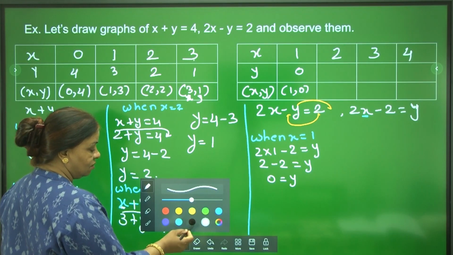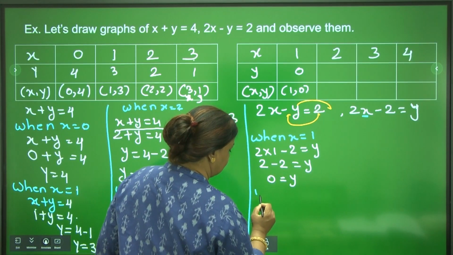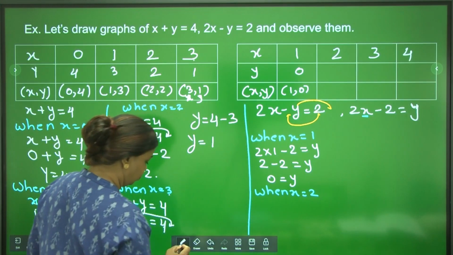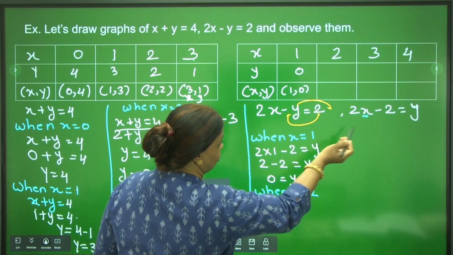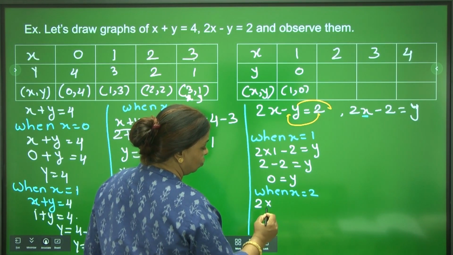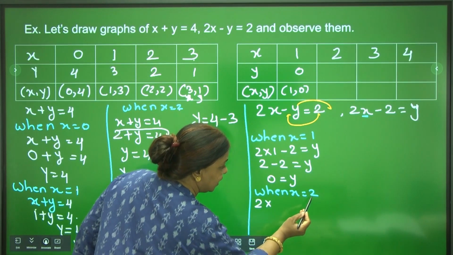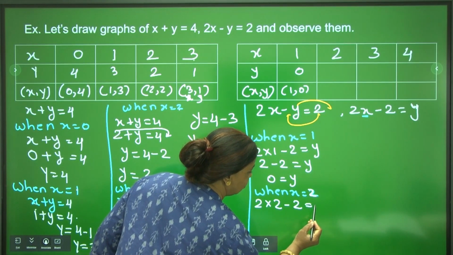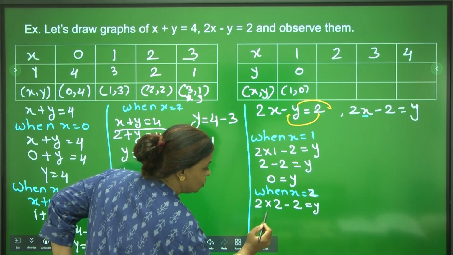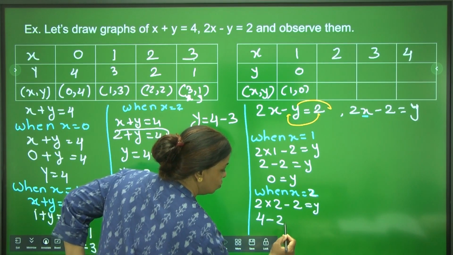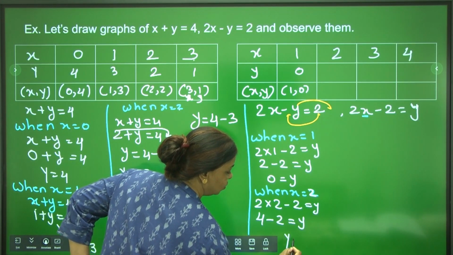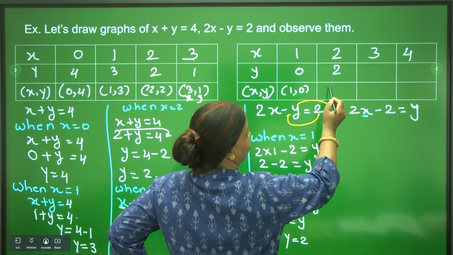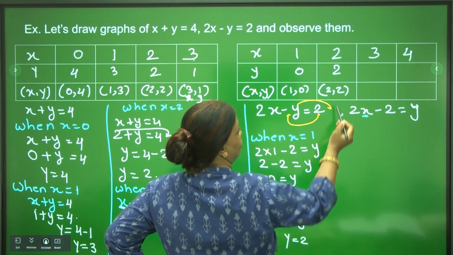Now second one is when x is 2. So if x is 2, what will be your y value? 2 into x, and x is what, 2 we have assumed. So write 2 minus 2 is equal to y. The same equation I wrote, 2 2s are 4 minus 2 is equal to y. So y is equal to 2, children. So when x is 2, y will be 2, and your coordinate will be 2, 2.